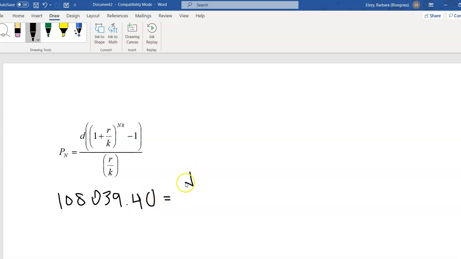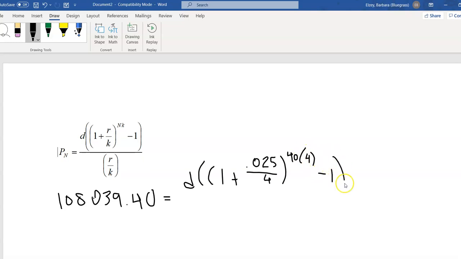And we don't know the amount of the deposit. That's what we're trying to find out. We'll have 1 plus, it's 2.5%, so 0.025 for R. We're going to compound quarterly, so that's 4 times. We're going to do this for 40 years, so 40 times 4. Minus 1. And on the bottom, 0.025 over 4 again.